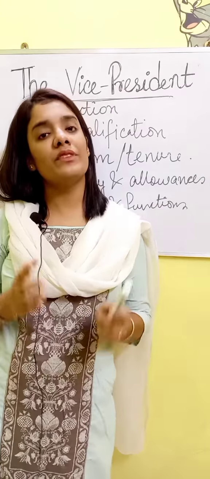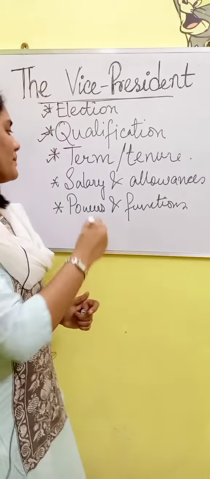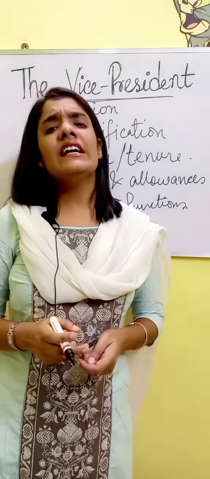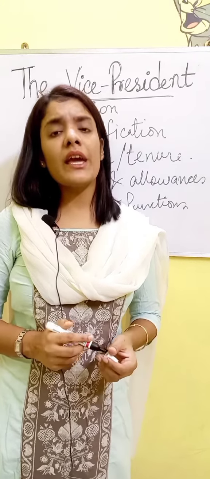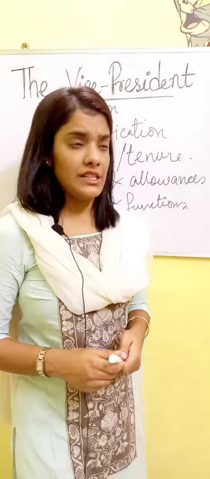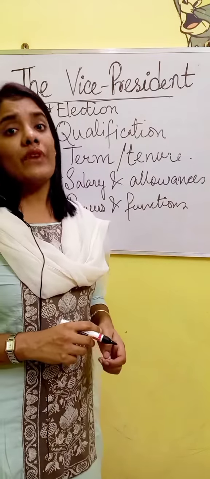Again, the term of the Vice President and the President is the same. Okay, it's similar. Now, what about the salary and allowances? Previously the salary of the Vice President was around 85,000, but recently it has increased to 1,25,000. And it is again charged from the Consolidated Fund of India. Now we will move on to the powers and functions of the Vice President.